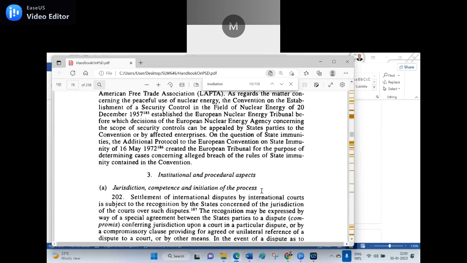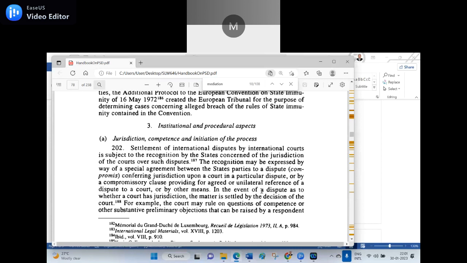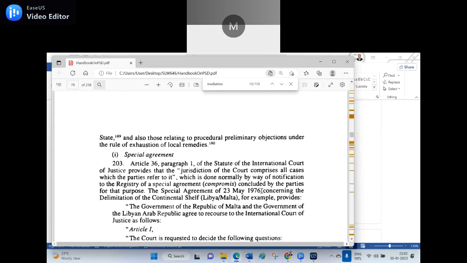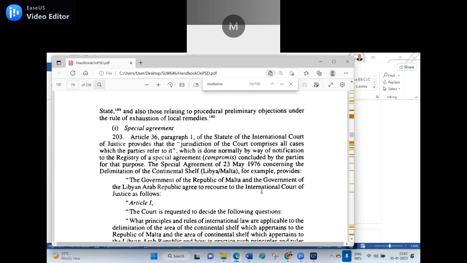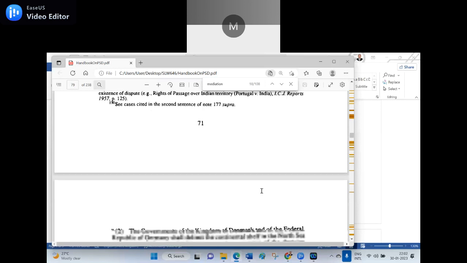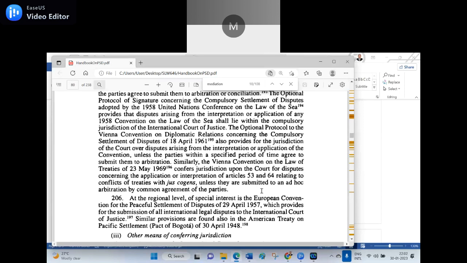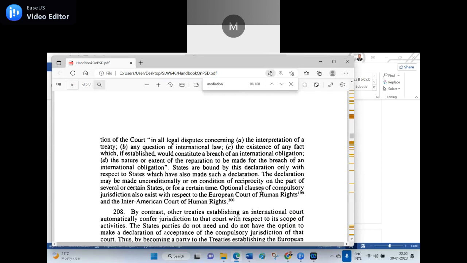Yes, Dorcas. Yes, Prof. So here, the institutional and procedural aspects, how it can be done, and special agreements are there, and how the dispute can be settled.